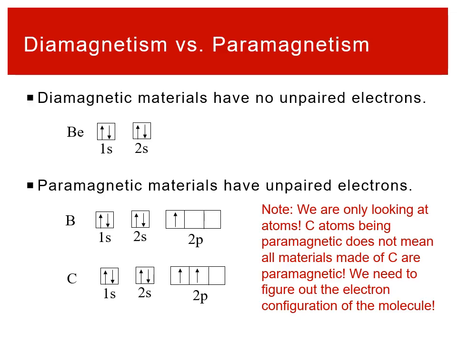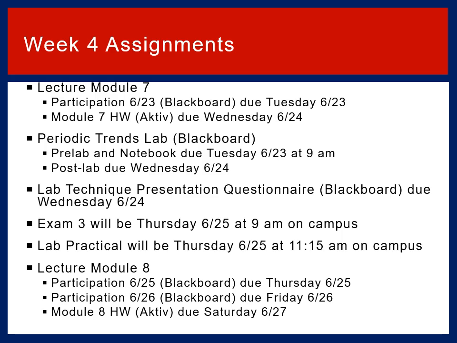Having this depiction of where the electrons are, what orbitals they're in, what the different spins are, lets us understand what's going on. It lets us predict properties of those materials. And that's what we want to be able to do as chemists, make predictions starting at that atomic level, understanding and predicting the properties of materials. The orbital diagram is the most comprehensive way to talk about the electron configuration of an atom.